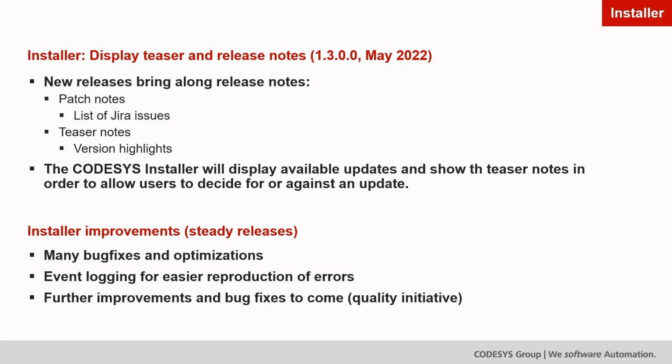And so we decided to publish it here and split it in two different documents: the patch notes, which is more technical with the individual changes, and the teaser notes, as we call them, describing the major new features. Since the release of version 1.3, the CODESYS installer displays this information during installation, and the user can find out exactly what he's getting.